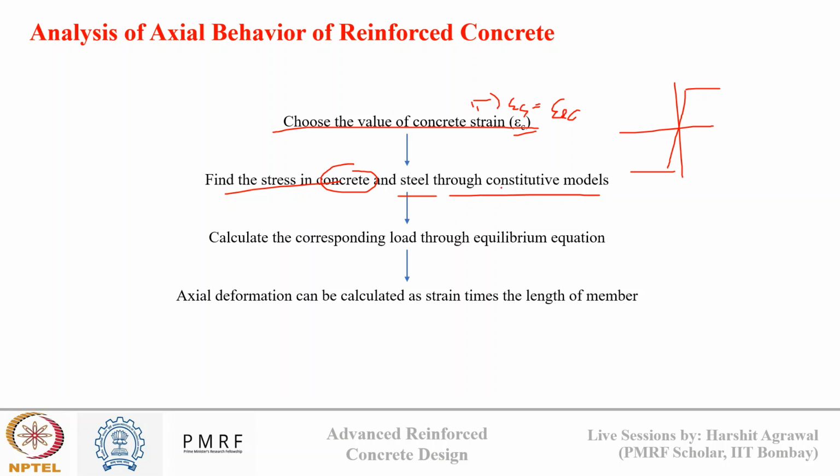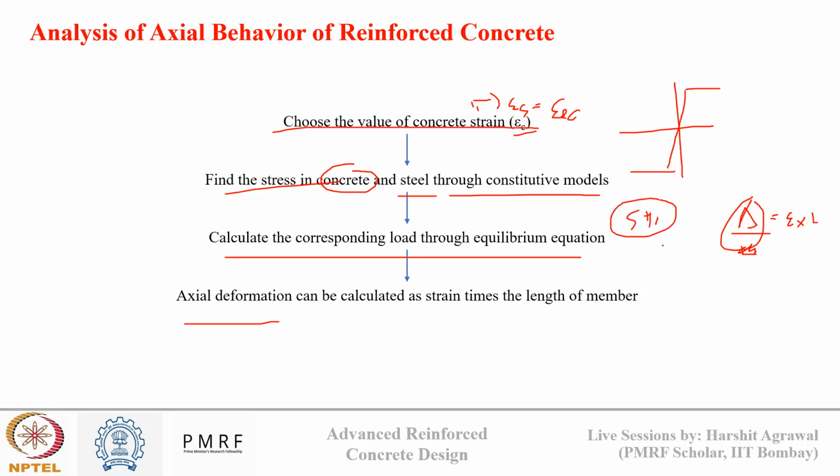Corresponding to the stress that we get, we can calculate the load by multiplying with the area. And we can calculate the axial deformation: deformation by length is equal to the strain, so deformation will be nothing but strain times the length of the member. Once we know the deformation and the load, we can plot the load versus deformation profile.